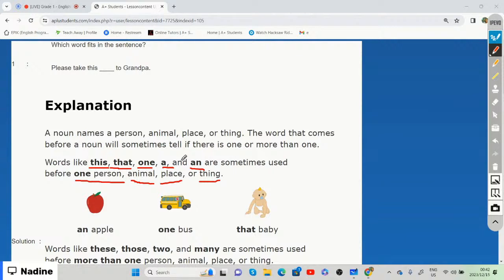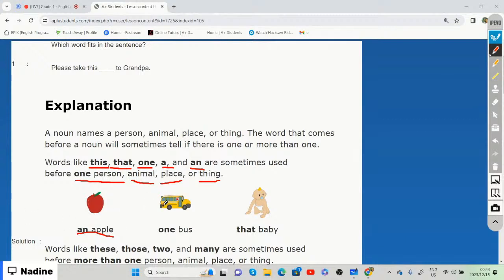And if we look at some examples, right? For example, an apple. So an in front of apple gives us an indication that we're only talking about one apple. So may I have an apple, meaning it's one apple, right?